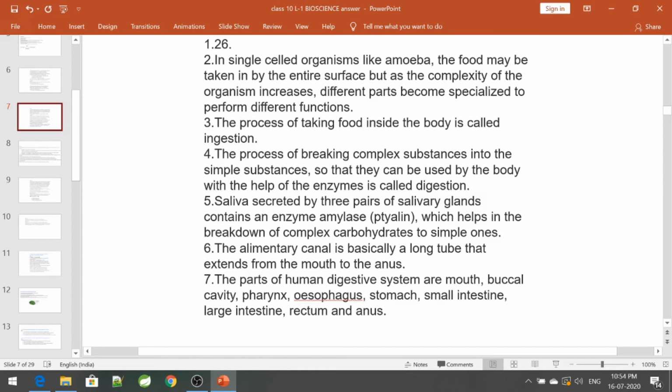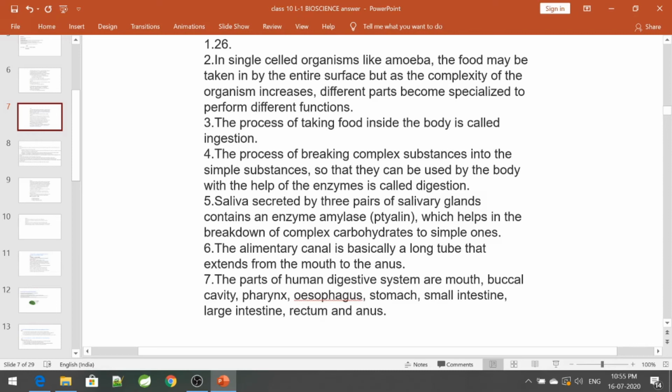Question 26. In single-celled organisms like amoeba, the food may be taken in by the entire surface, but as the complexity of the organism increases, it changes. Amoeba is a single-cell organism, that's why it takes food from wherever it wants. It doesn't have a mouth, teeth, esophagus, stomach, anything. Whereas in multicellular organisms, the higher organisms or mammals, the parts become specialized to perform different functions. The process of taking food inside the body is called ingestion.